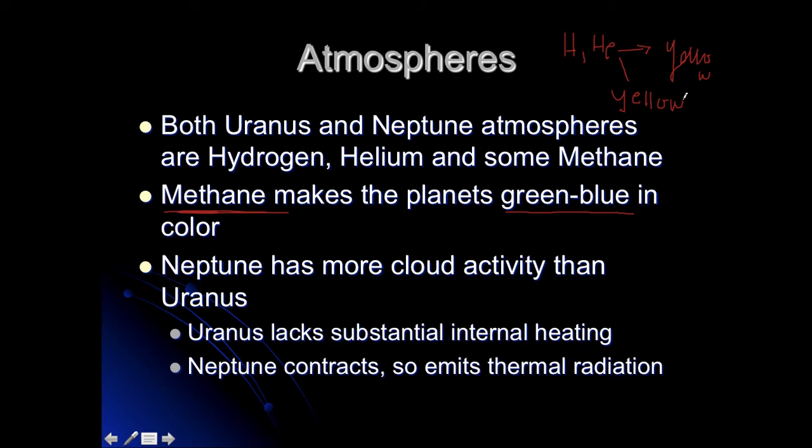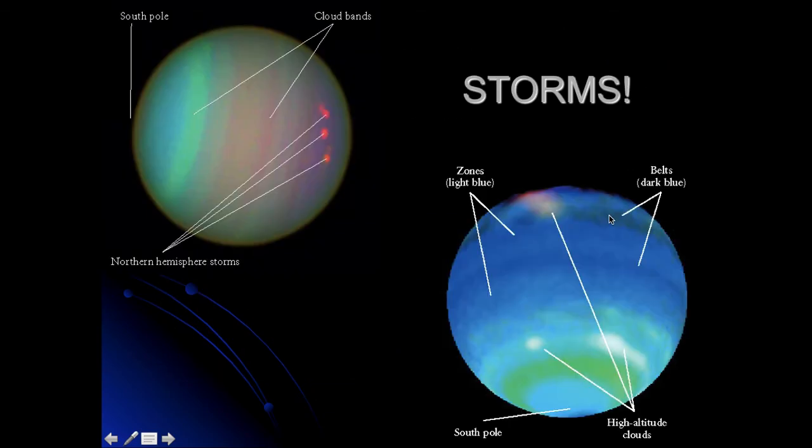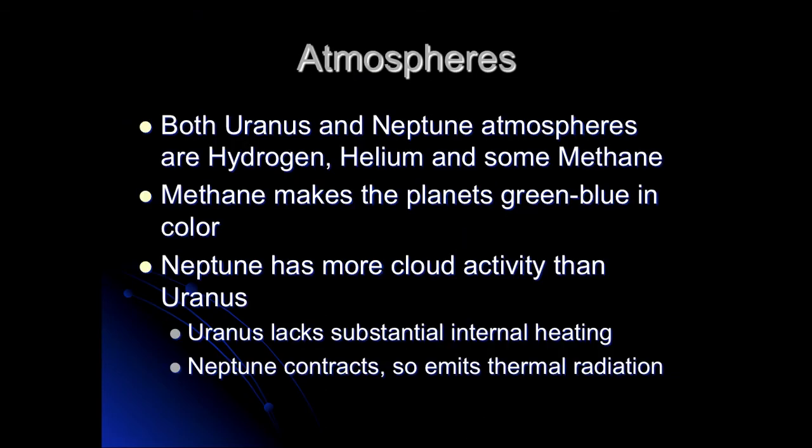Okay, so hydrogen and helium make a yellow color, whereas methane is going to make that blue-green color of Neptune and Uranus. They actually look more bluish-green in color than Jupiter and Saturn, which look more yellowish. Neptune has more cloud activity than Uranus. Uranus lacks substantial internal heating, and Neptune is actually contracting, so it is emitting some thermal radiation.